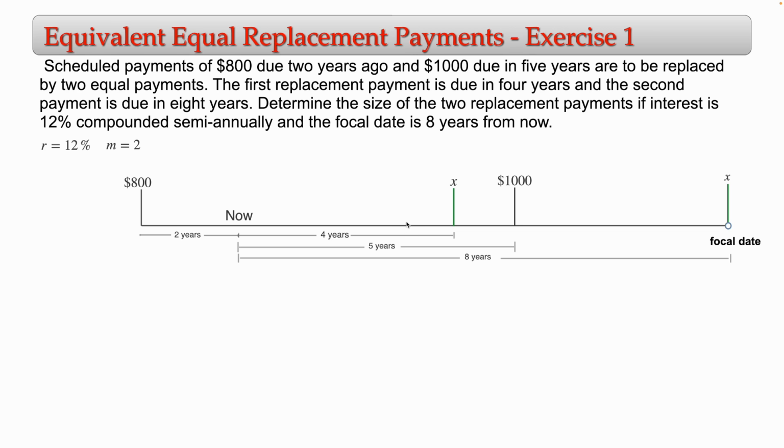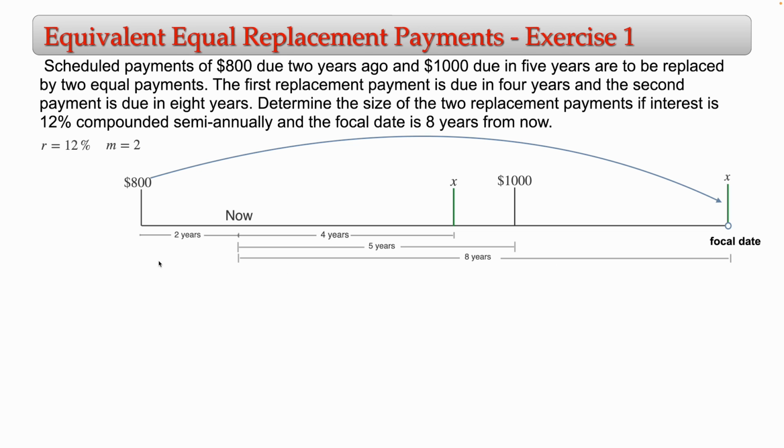Because you will need to compute the value of this money at that focal date. And you will need to know the time between the value and the focal date. For example, this 800, I know that I need to compute the value at that focal date. And this focal date is 2 years plus 8 years. The time between the 800 and the focal date is 10 years.